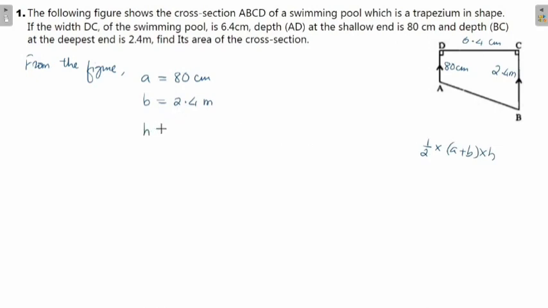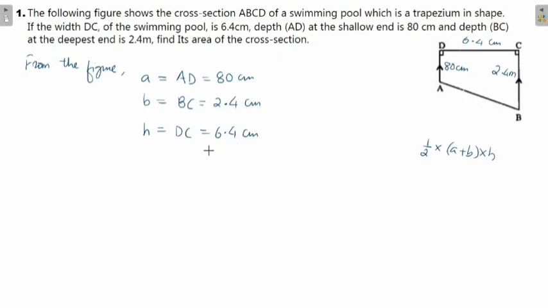Let me write this also. A represents your AD or DA, whatever you want to call it. AD is given to be 80 centimeter. B is your BC, which is 2.4 meter, and the distance between them is DC, which is given to be 6.4 centimeter.